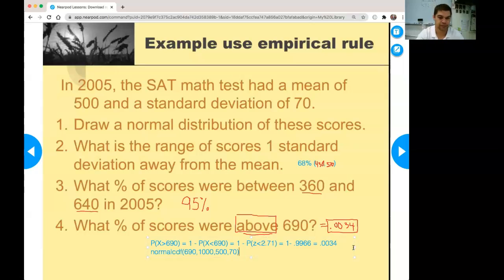0.00332099. All right, pretty darn close. 0.0034. And remember, I rounded 2.71. It was actually 2.714 in terms of z-score. So there's where you get some rounding error. So that number is a little bit bigger than what we would normally find.